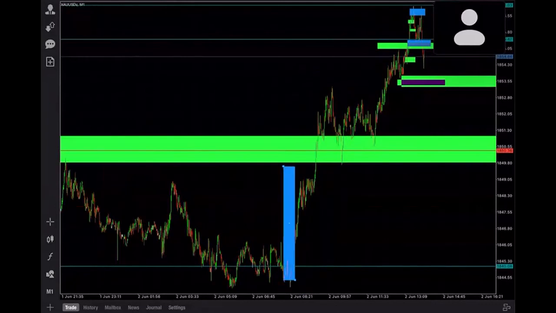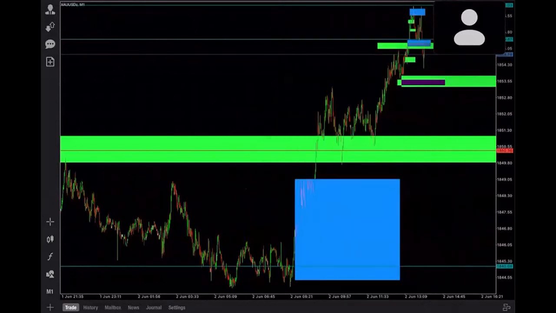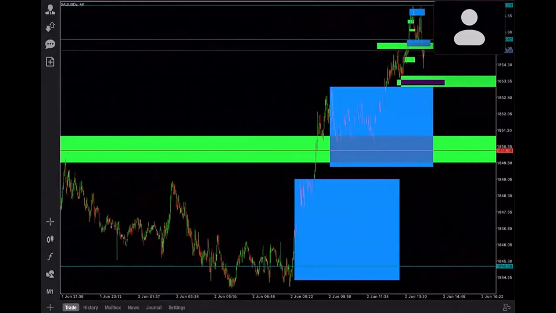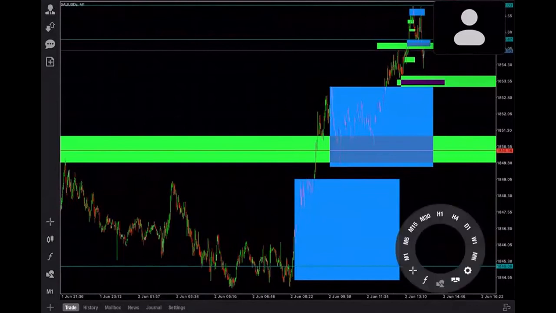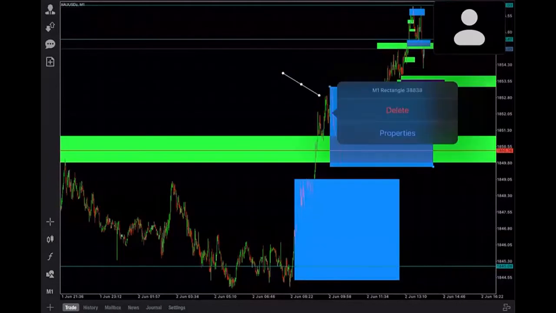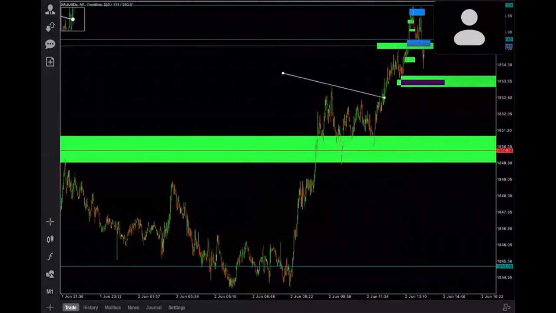From here down here, it flew until here, right? So this is the first zone. Then after it broke that zone, it fell until here. So we know that these zones, if it comes back in this zone, it can fall until here. So there are a lot of things you can use a rectangle box with, but I just use it for strong zones mostly, or small zones to label.